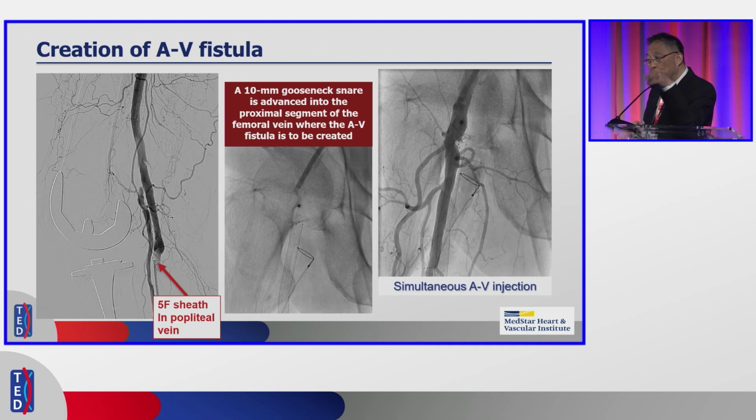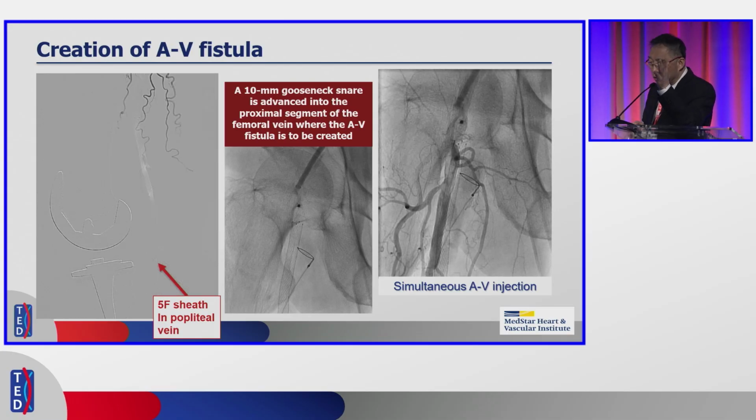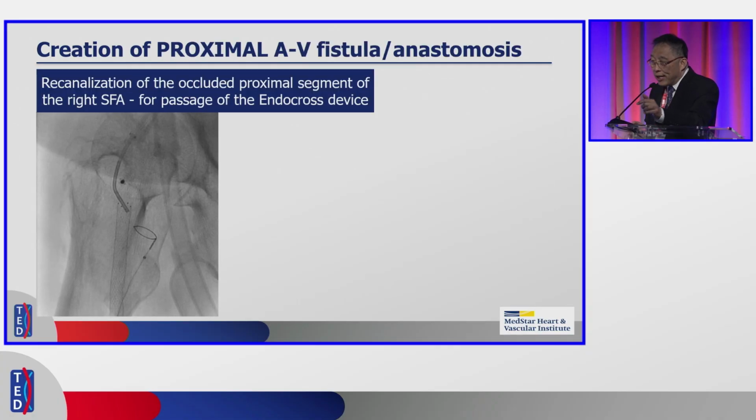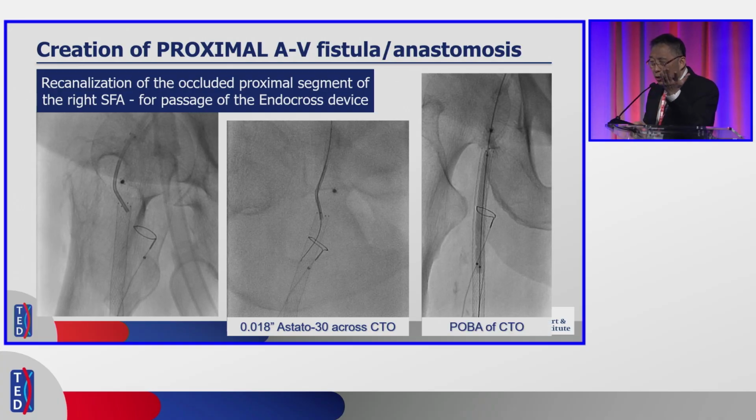And then the first thing we do is you put the snare up there in the common femoral vein, in the superficial femoral vein. Then the next thing we do is you have to create a fistula from the A to the V. This one is a totally occluded SFA, so all I did was just create a lumen in the occluded stent, balloon it. So we have an open proximal SFA now.